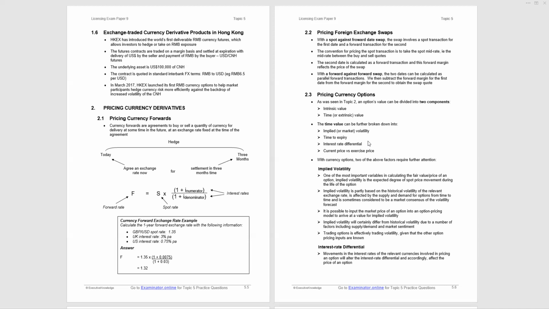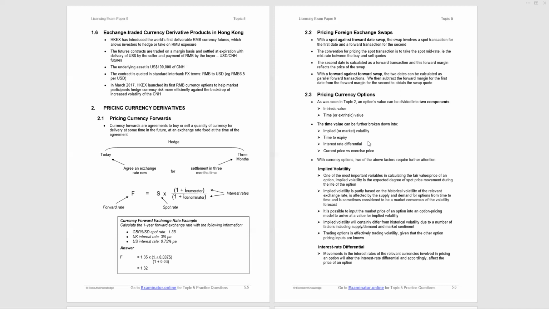With a forward against forward, two dates can be calculated as parallel forward transactions. We then subtract the forward margin for the first date from the forward margin for the second to obtain the swap quote. Now in the material, this is described, but we're not given worked examples. So I'd generally be aware of the concept. But as I say, that formula on page 5.5 is a must know. 2.2, possibly, I would say it's peripheral.